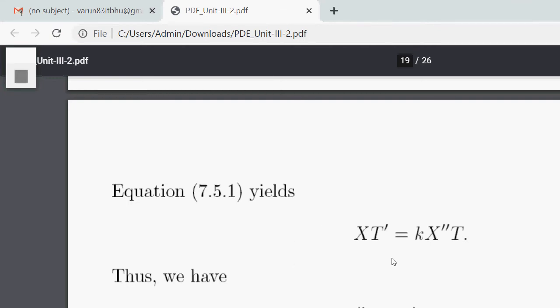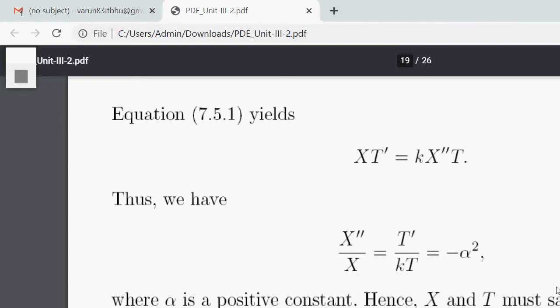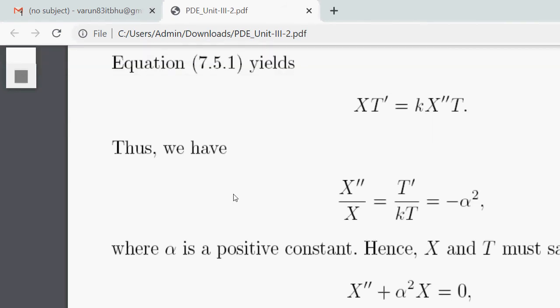Hence X double dash upon X is equal to minus alpha square, which implies X double dash plus alpha square X is equal to 0, and T dash plus alpha square k T is equal to 0. These are two differential equations. One is a second order linear differential equation with constant coefficient, and the second one is a first order differential equation.